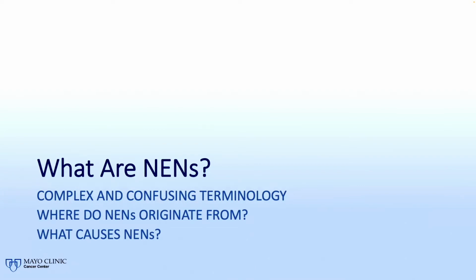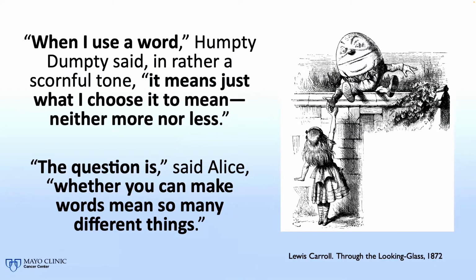So what are NENs? It's a confusing terminology, and I actually found this helpful. This is from Through the Looking Glass by Lewis Carroll. "When I use a word," Humpty Dumpty said in a rather scornful tone, "it means just what I choose it to mean, neither more nor less." "The question is," said Alice, "whether you can make words mean so many different things." And this is actually one of the things we've dealt with in neuroendocrine tumors, is that there are just so many words, and the same words used for different things, different words used for the same thing.